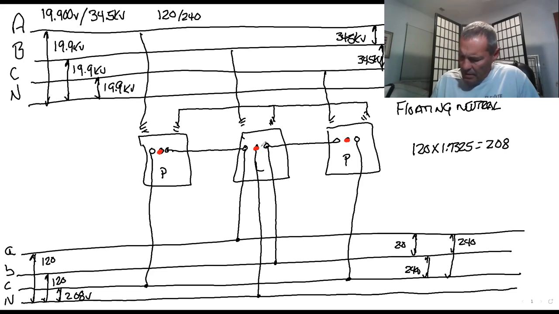The other picture, just like I said a moment ago, remember floating neutral. It's connected between all three, but not to the neutral line. And instead of using A as my high leg connection, I use C. It keeps me in order of how I'm drawing it. I started with A, then B, then C.